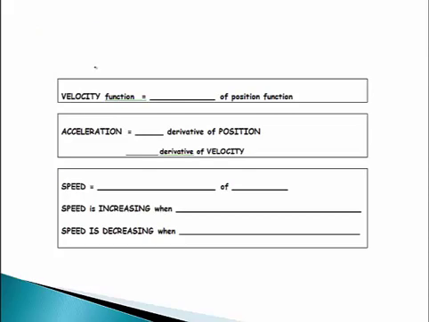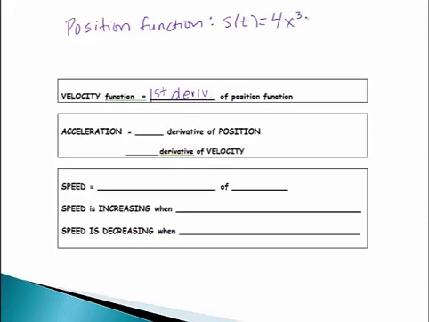But then when it comes to story problems, we need to realize that the velocity function is actually the first derivative of the position function. So your position function is the one that you start with. So let me just give you an example here. If I just say this, s of t is equal to 4x cubed plus 2x squared plus 8x minus 3.